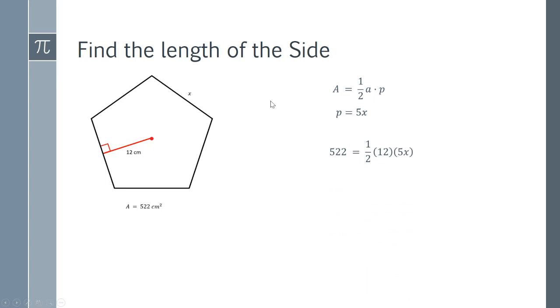So now we're going to substitute all this into our formula. We know that the area is 522. We know that the apothem is 12. And we know that the perimeter is 5X. So let's just simplify this now. Half of 12 is 6. So we got 522 equals 6 times 5X. 5 times 6 is 30. And so now we just need to solve this one-step equation. So we're going to divide both sides by 30, and X equals 17.4. So those are 2 applications of finding the area of a regular polygon, and then using the area formula to find the missing side.